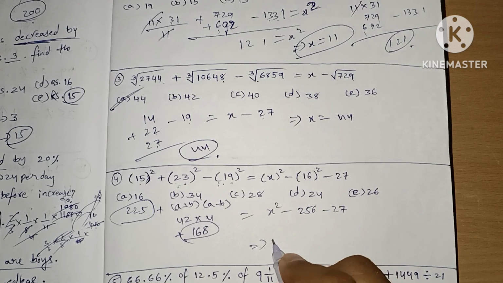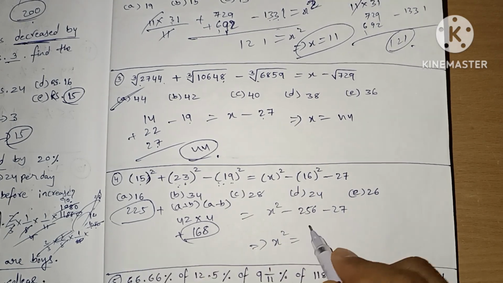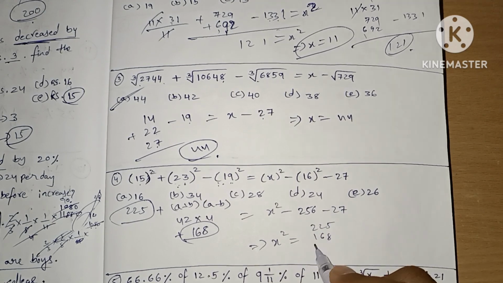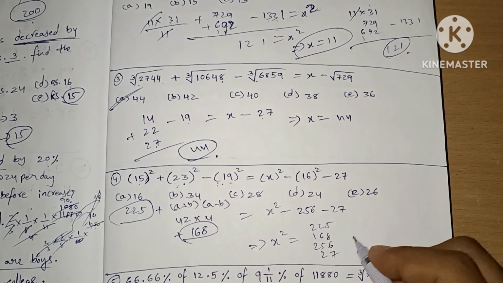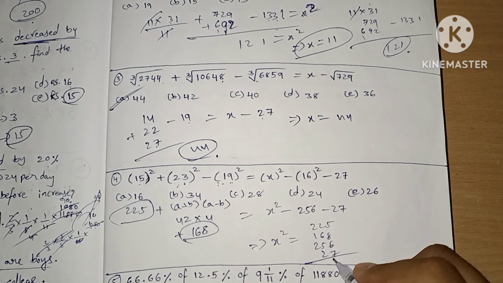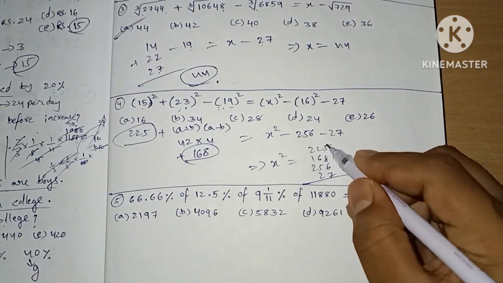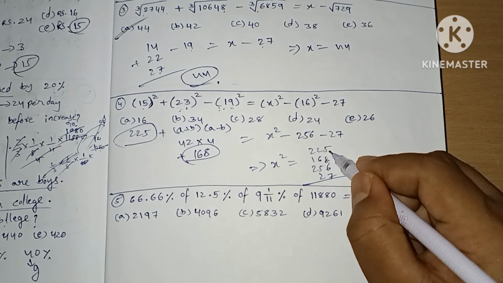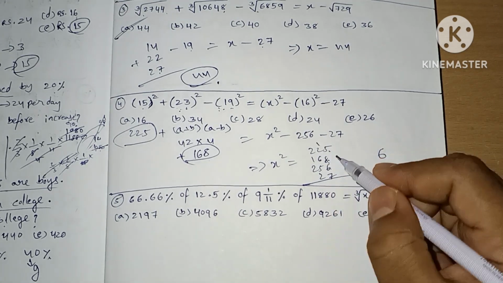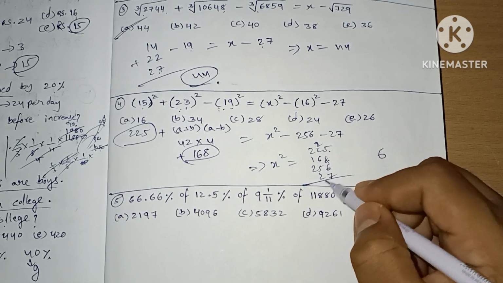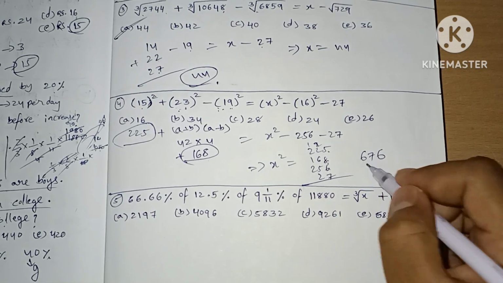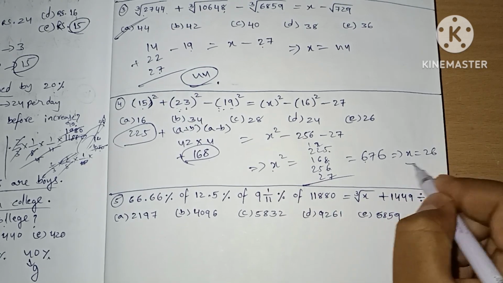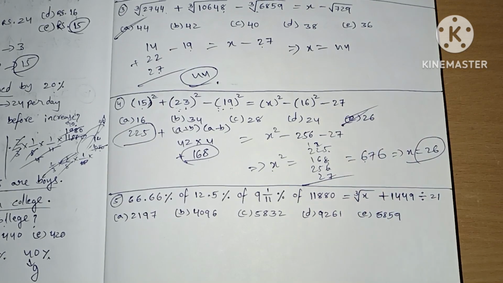So totally we have x square equals to 225 plus 168 plus 256 plus 27. So the value of these are 15 and 5, 20, 26. 6 at the end, 26, 10, 17. This will be 676. X square value is 676, which means x value will be 26. The answer will be option A, 26.